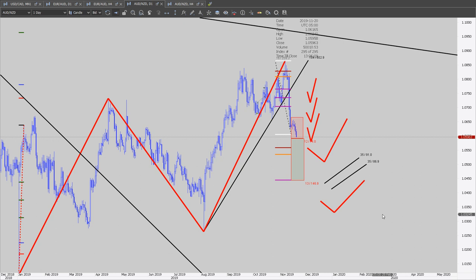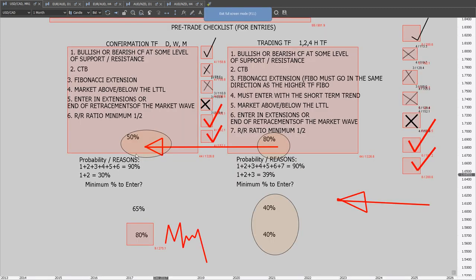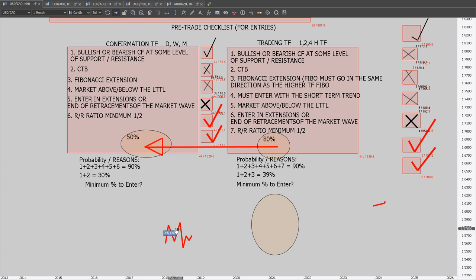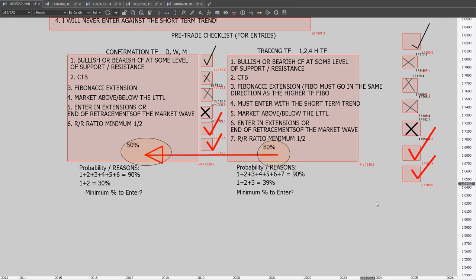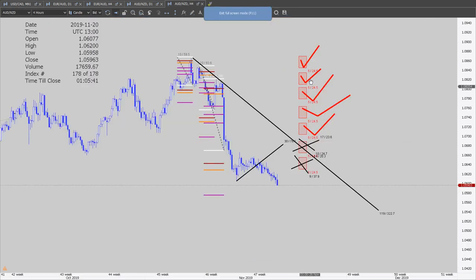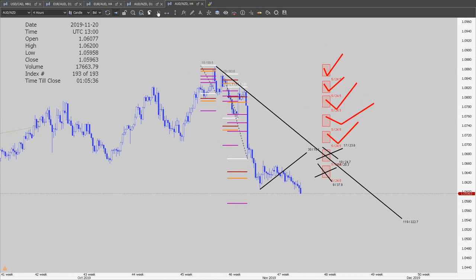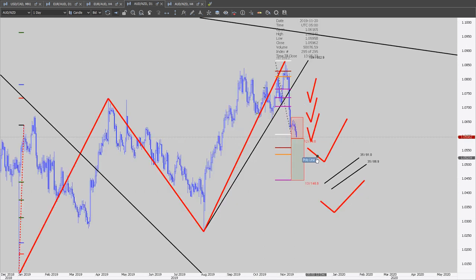Miguel says, stay a sideways market, I stay out. Okay, everybody, should you enter? Can you enter, should you enter? Shorting AUD NZD, what's the number? What's the number in here, everybody, on the daily chart, and what's the number on the 4-hour chart. You have 5 out of 7 on the 4-hour chart, and you have 5 out of 6 on the daily.